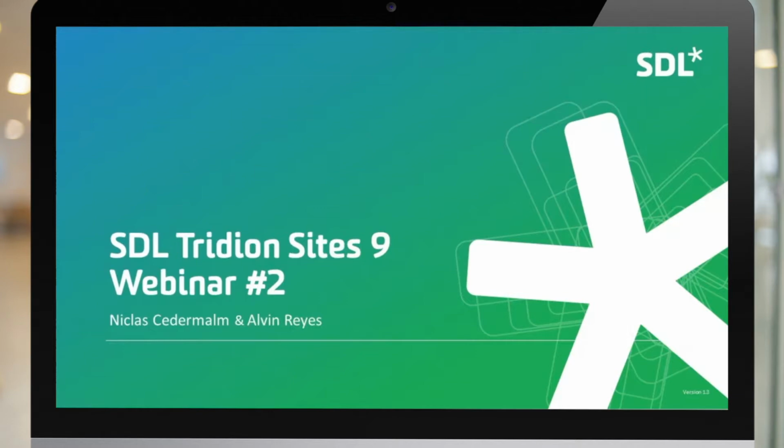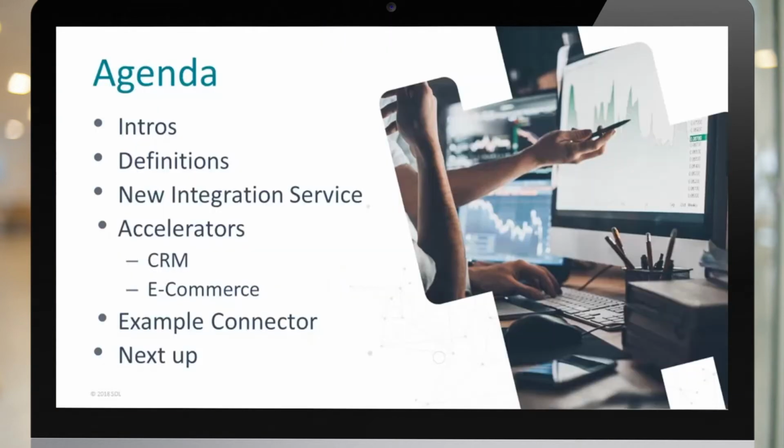So, the agenda, this is what we are going to cover today. First, some quick introductions of ourselves, and then Alvin is taking you through some definitions to set the scene. After that, we will talk about the new integration service and how that fits into the new SDL Tridion ecosystem. Then I will go through our accelerator for CRM and e-commerce and do some demos around that. And after that, I'm going to go through the source code of an example connector and explain what's needed to develop a new connector. And finally, we will cover what's coming next and some information about the roadmap.